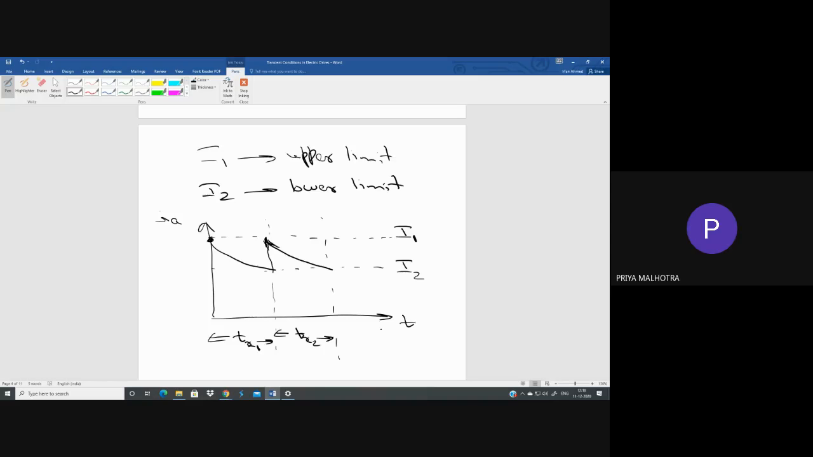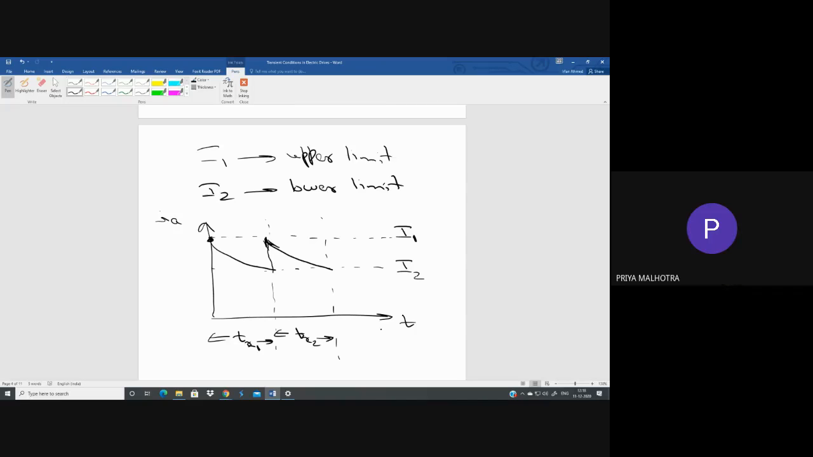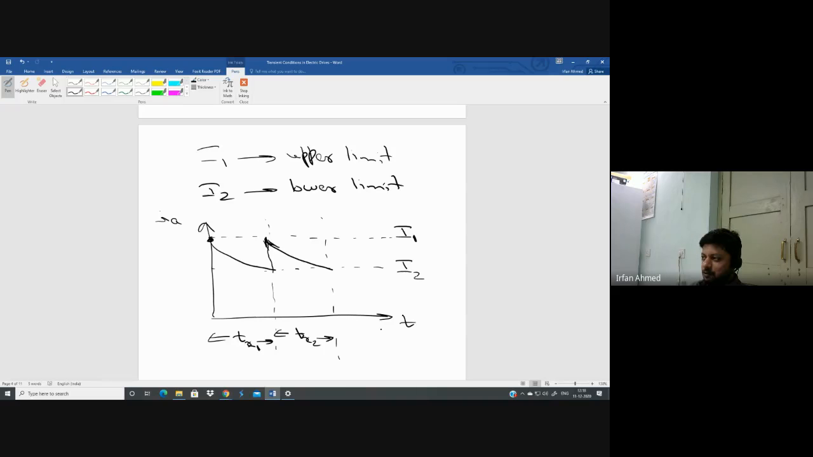So by what extent can we reduce our starting current? We can reduce the starting current to the full load current. We can even reduce it to a value less than the full load current. It is in our hands, because we are connecting an external resistance to limit the starting current. You can decrease it to any value that you want.